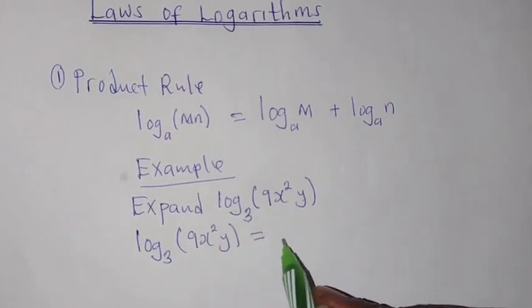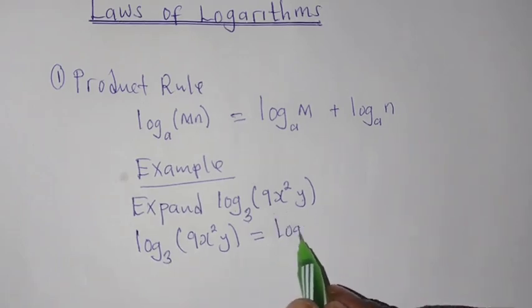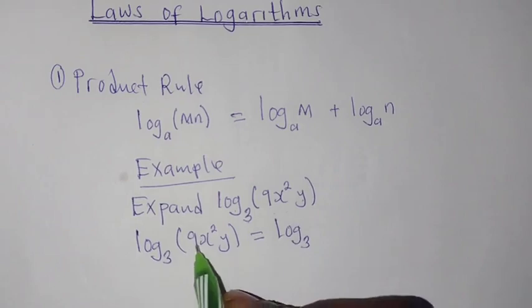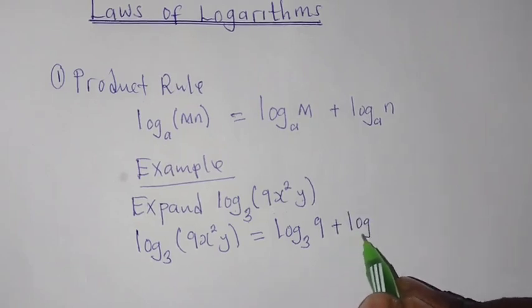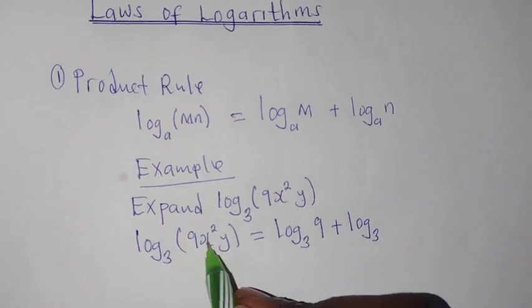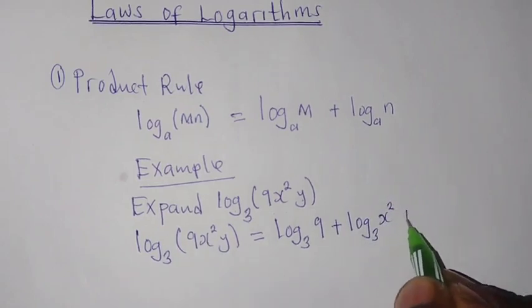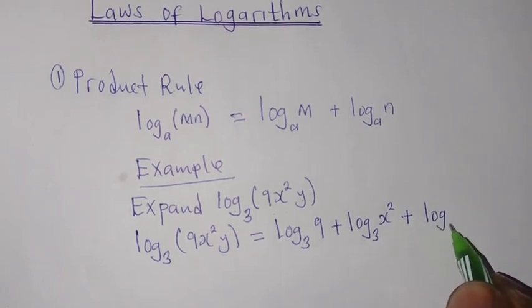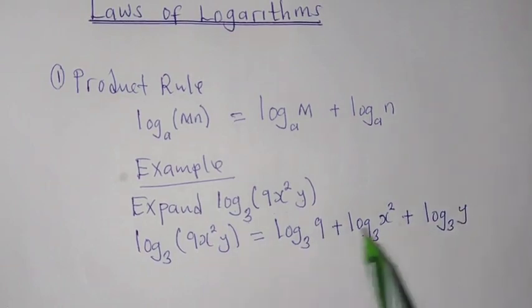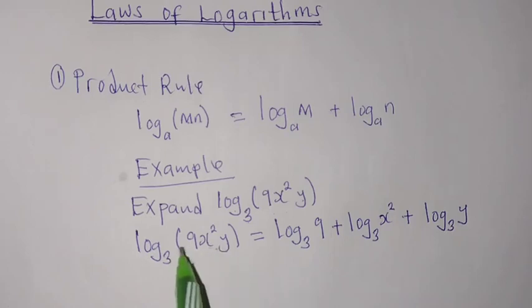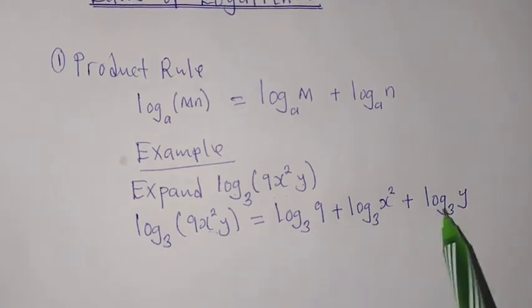The way we are going to expand it, we say log 3 of 9, plus log 3 of x squared, plus log in base 3 of y. So we need to find the sum of these individual factors, which will carry the same log with the same base, like this. I hope this is clear. From here we are just expanding.